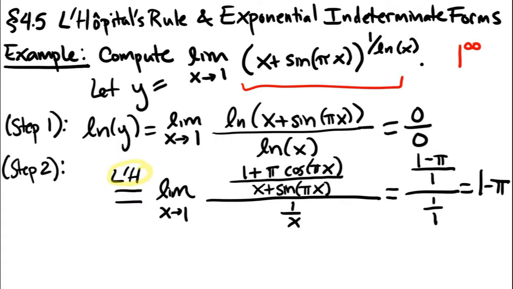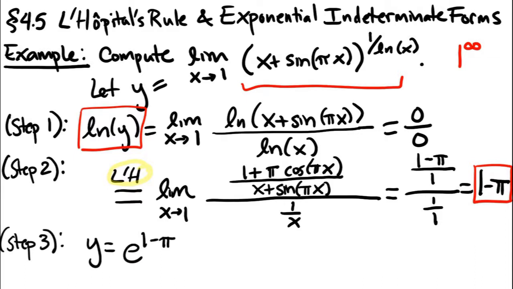So what's the answer to the original question? Well, this 1 minus pi is not equal to y, it's equal to ln y. So we're not done yet, we need step 3. y equals e to the whatever I got in step 2. e to the 1 minus pi. And that's the end of the example.